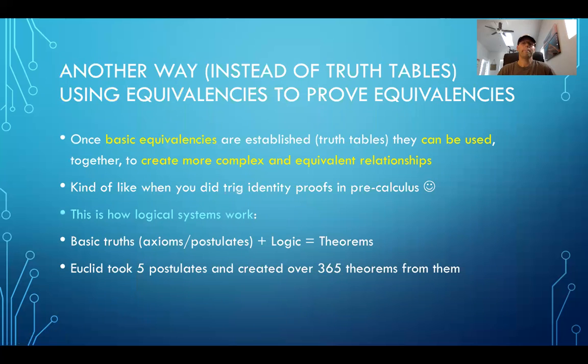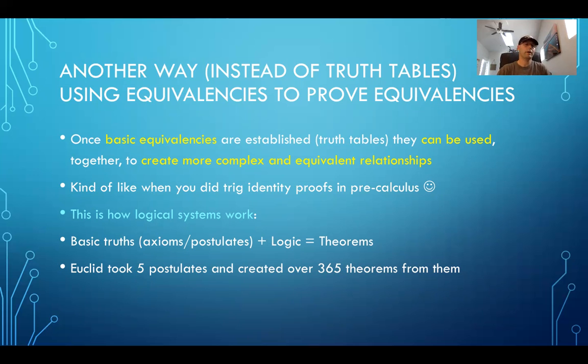So basically, if we prove something, like we proved the law of the contrapositive, or we proved De Morgan's laws with the truth table, now we have those as truths. And once you have some truths, then you can use those to build more truths. So you use the truths that you build with the truth tables as kind of building blocks for more complex things.